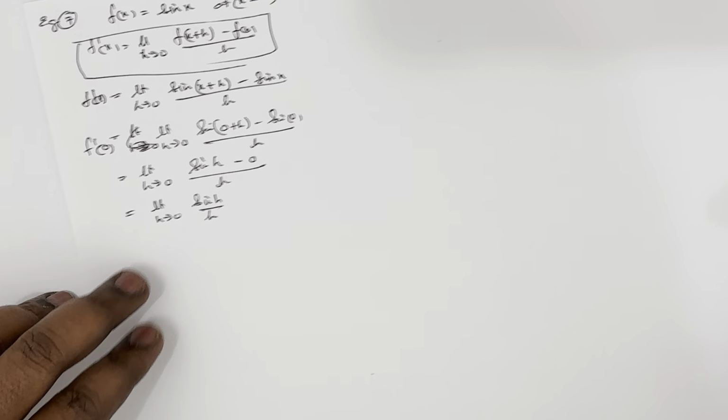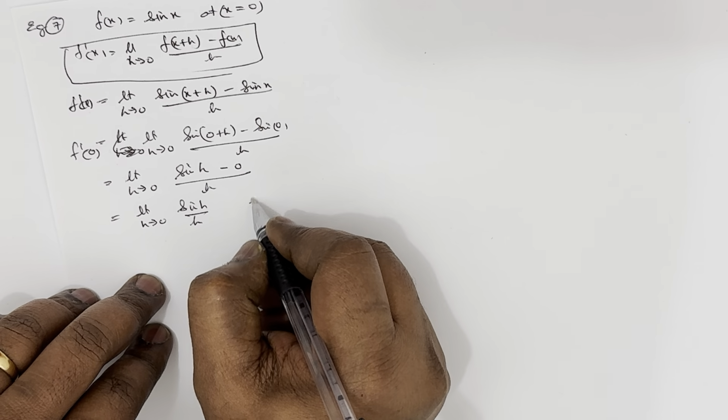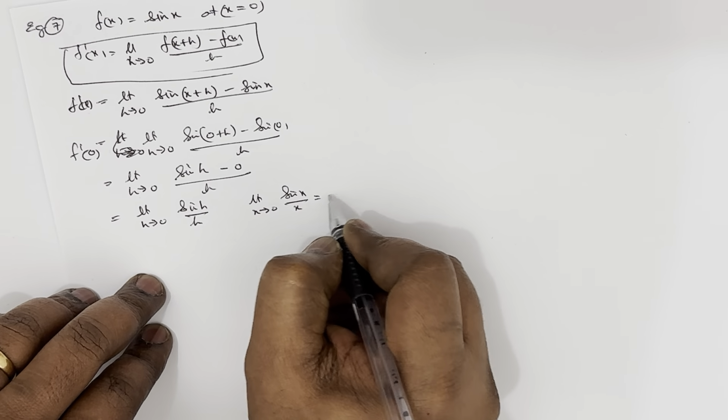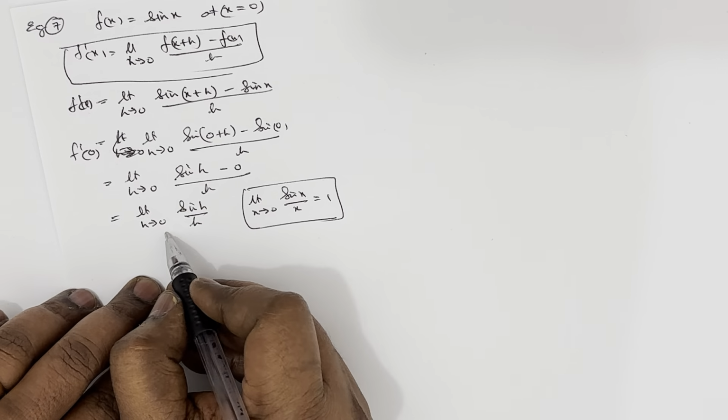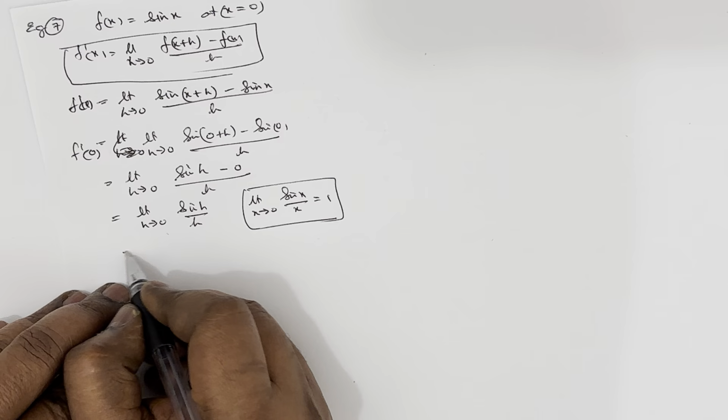Now you know the theorem, that limit x tends to 0 of sine x upon x is equal to 1. Okay, now this is in the same form. Sine h upon h as h tends to 0, so this is 1.